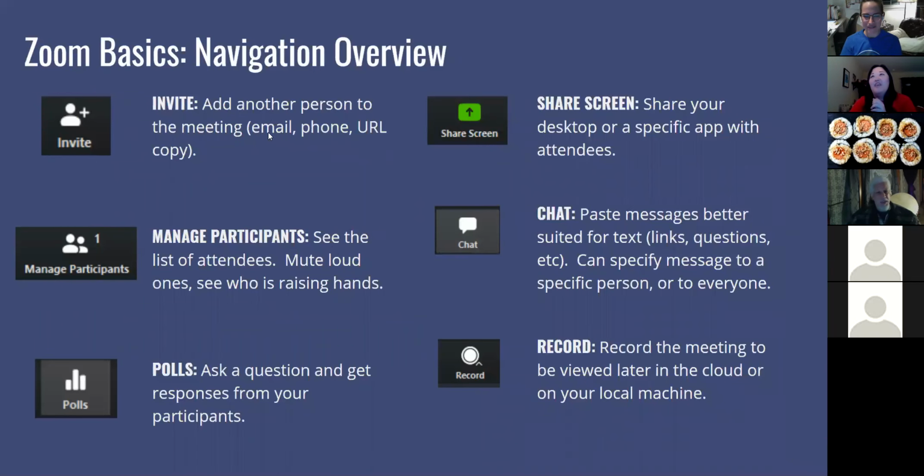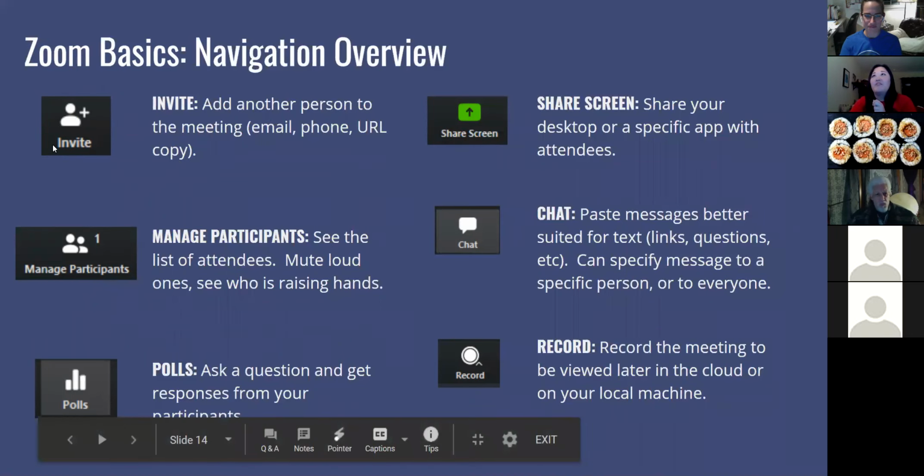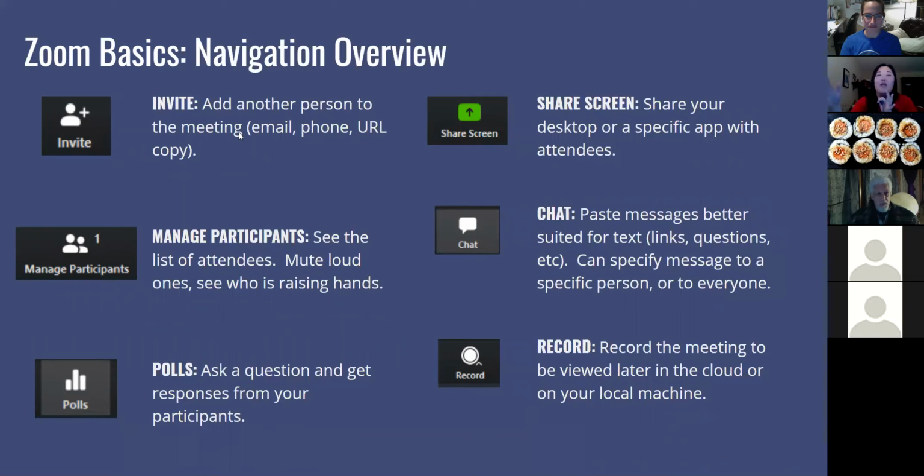So, navigation overview, if all of you want to do this with me. There's a few different options on your Zoom navigation. There's an invite option, which allows you to add another person to the meeting. Let's say you have a friend that's late to the meeting. There should be options there to copy the URL. You can easily toss that into an email and quickly send it off to them if they're like, oh no, I'm running late and I can't find the invite. That's an easy way to give that to someone. You can also invite a person via email. There's a feature there to do that as well.